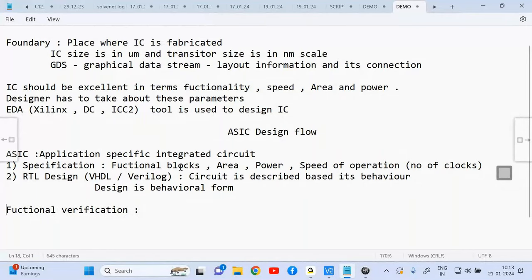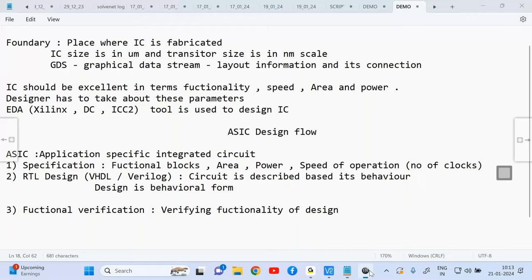So the next step is functional verification. Functional verification means verifying the functionality of the design. Verifying the functionality of a design is called what? Functional verification. So how do we verify this functionality? Using the test benches. Yes, by writing the test bench programs, right?